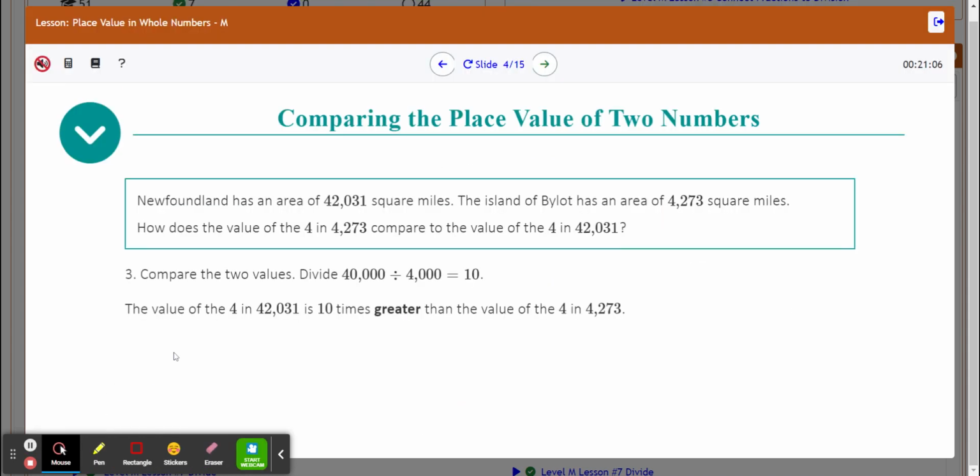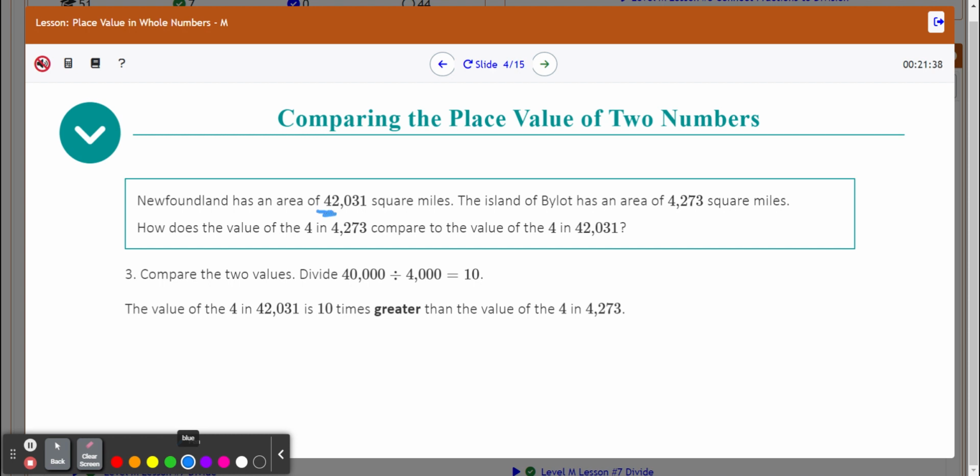Let's look at an example problem. Here it says Newfoundland has an area of 42,031 square miles. The island of Bylot has an area of 4,273 square miles. How does the value of 4 in 4,273 compare to the value of 4 in 42,031? So let's look at the values of these two fours. Again, the digit is the same.